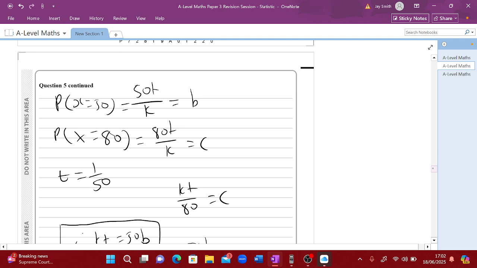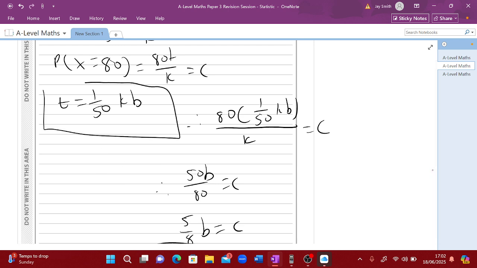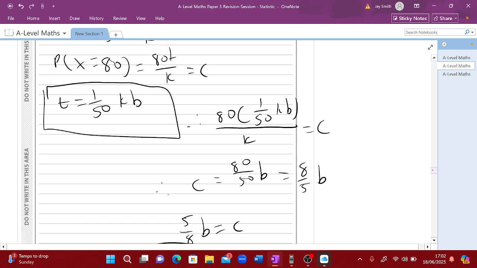So 50t is equal to kb. So t will be equal to a fifth. So then that means, therefore, 80 lots of t. So 80 of 1 over 50 kb over k is equal to c. Okay. And I'm going to bear that in mind. So therefore, if I simplify it, c, well, 80 over 50, and then the k's cancel. So it's going to be 8 over 50, which is 8 over 5b. There we go. Okay, that's the proper way of doing it.